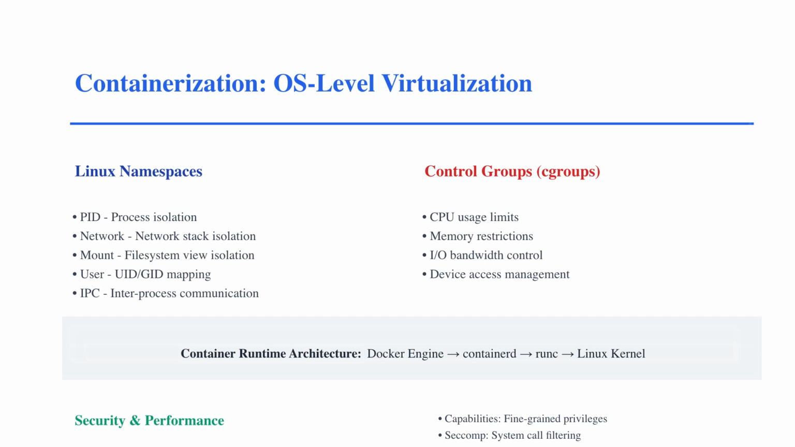Let's examine the key namespace types. PID namespaces isolate process trees. Network namespaces provide separate network stacks. Mount namespaces create isolated file system views. User namespaces map UIDs and GIDs, and IPC namespaces separate interprocess communication mechanisms.